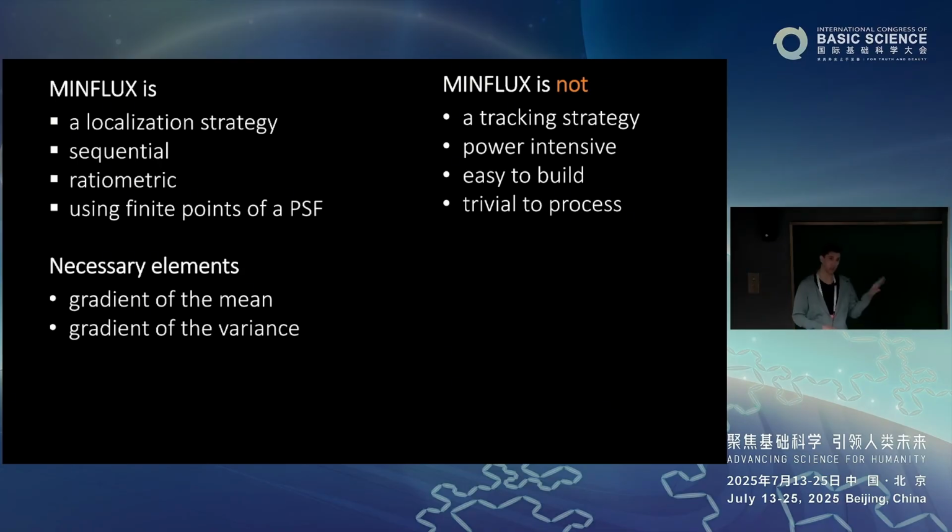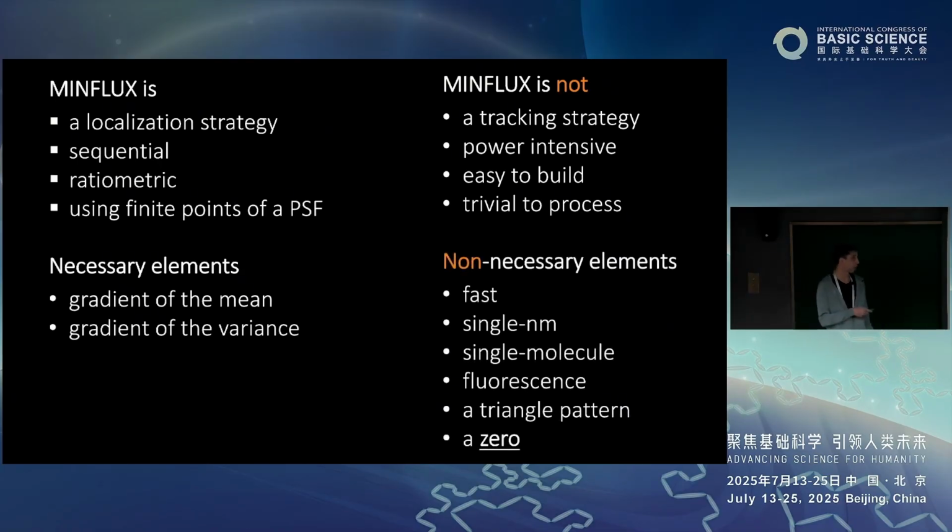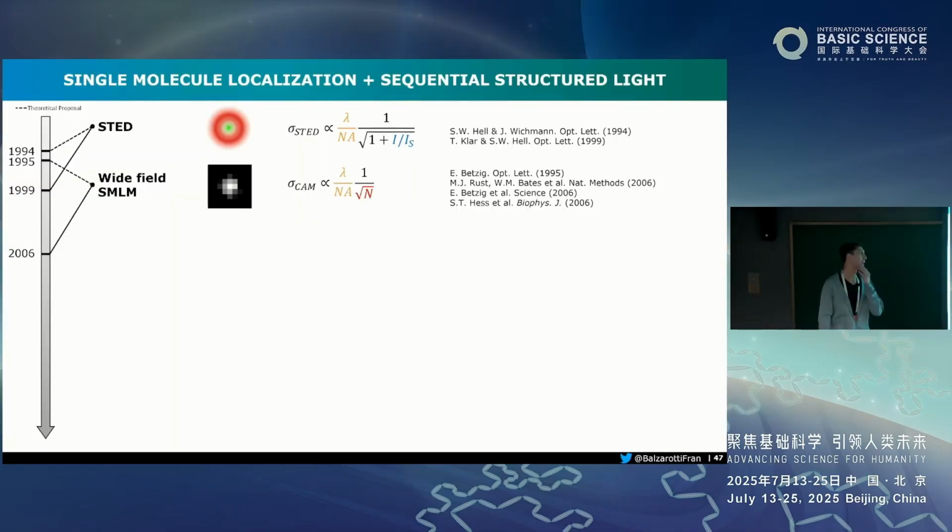That's what's needed, and then you can go. And therefore, the non-necessary elements to play these tricks are for it to be fast. You don't need it to be single nanometer. You don't need it to be single molecule. A few molecules or a larger object. It can be done with scattering because scattering will follow Poissonian statistics as well. It can be any pattern, and it doesn't even need a zero. It just needs this variance. So there's a bit more generality than perhaps you said.